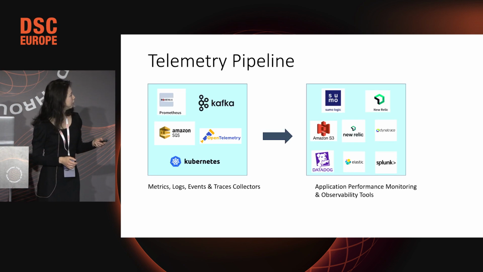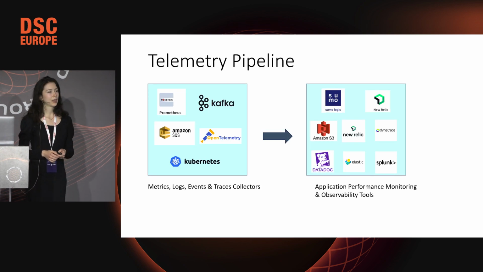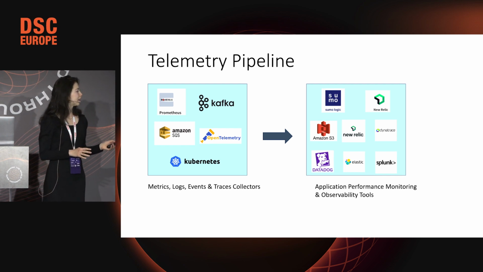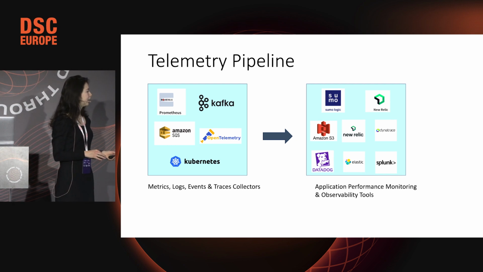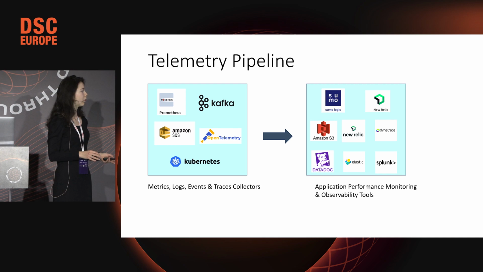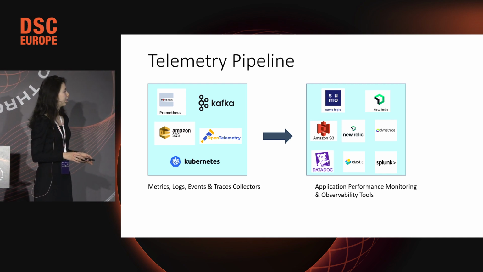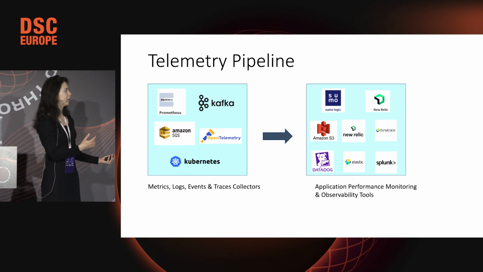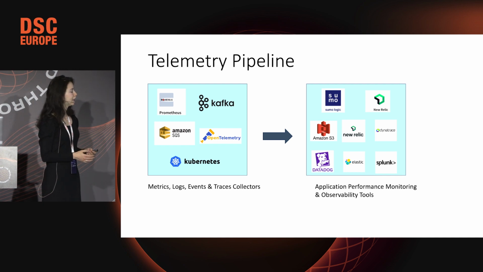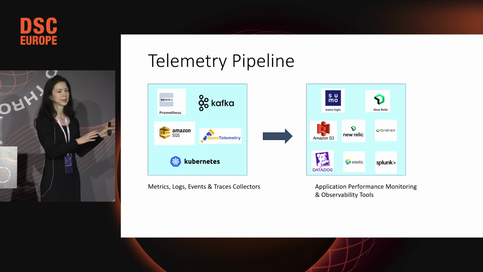Let's go further. Here is a rough look at the telemetry pipeline. On the left side are providers or collectors for metrics, logs, events, and traces, which collect data, and then the data goes to application performance monitoring and observability tools. It's not a whole list. There are many more tools, and some application performance monitoring tools can also collect data, and vice versa.